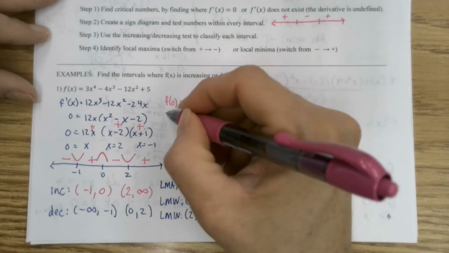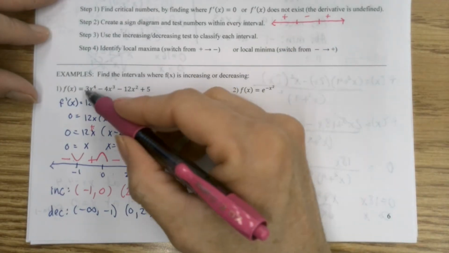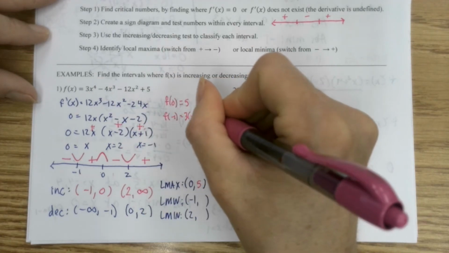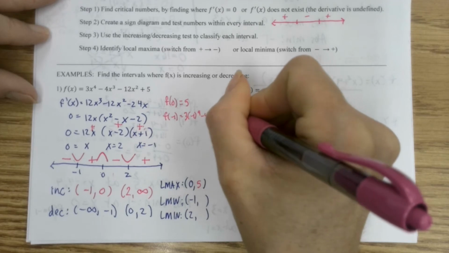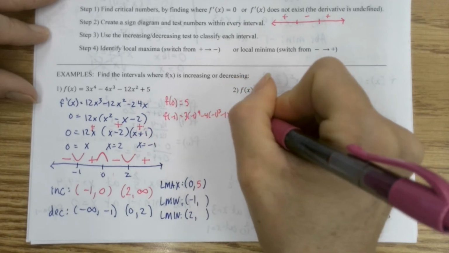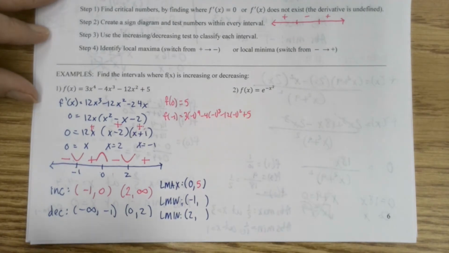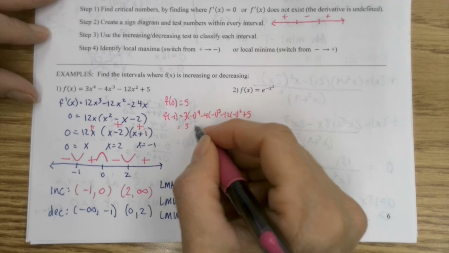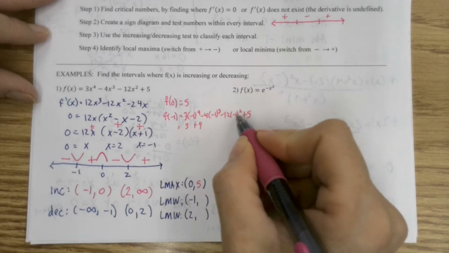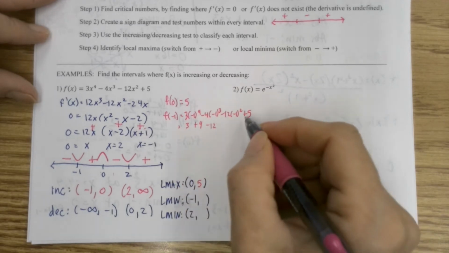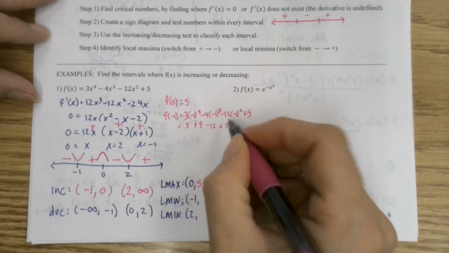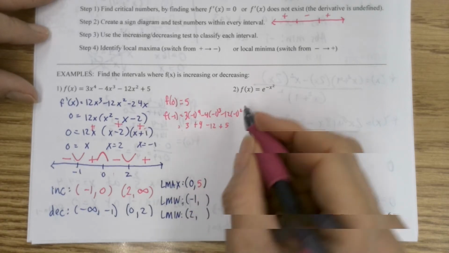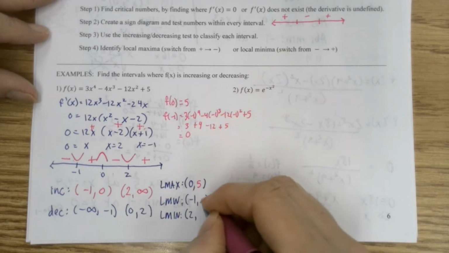I'm going to substitute a -1 in. So we would have 3 times -1 to the 4th minus 4 times -1 cubed minus 12 times negative 1 squared plus 5. So that's going to be 1 times 3 is 3, negative 1 times negative 4 is plus 4, positive 1 times negative 12 is minus 12, and then plus 5. So we have 3 plus 4 is 7, plus 5 is 12, minus 12, that's actually 0. So we have negative 1, 0.